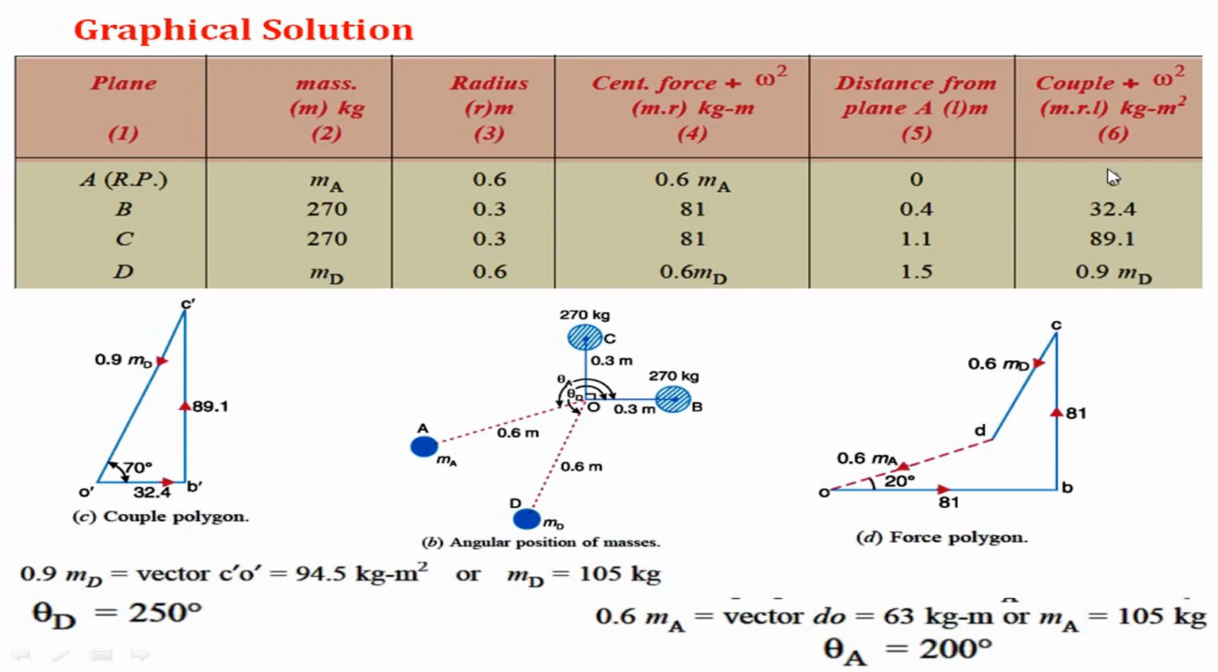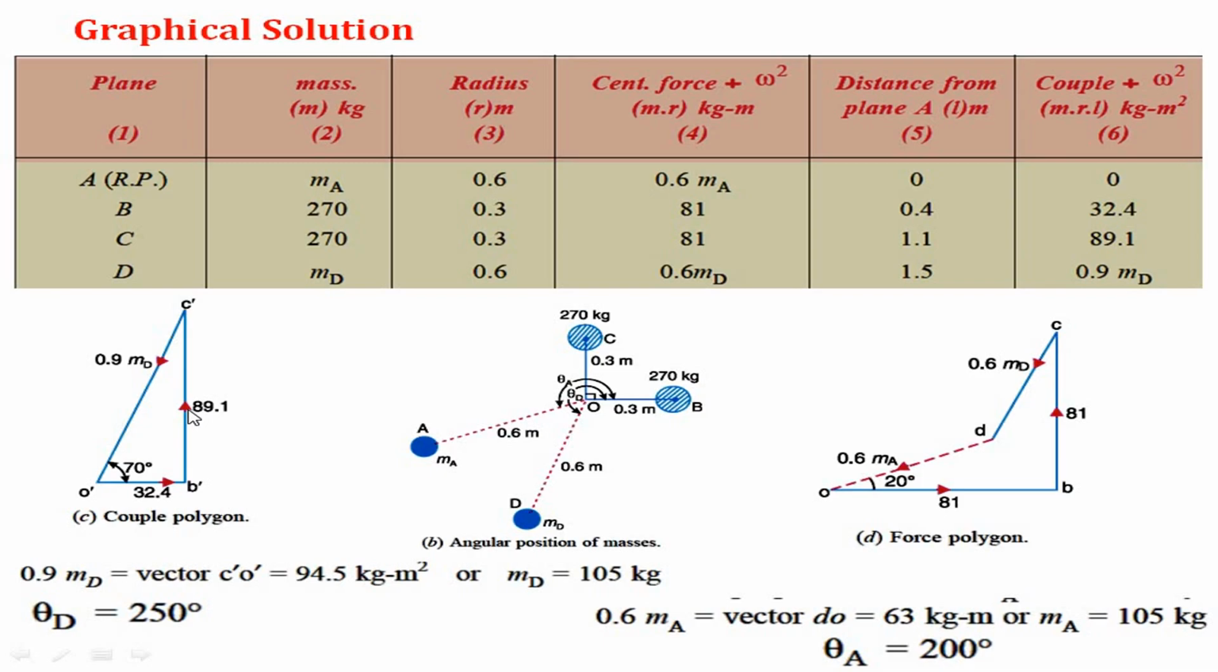One of them is going to be 0, so it is going to form a couple polygon. As we know, there will be three values, so the couple polygon is going to be a triangle. First of all, we are going to take 32.4, which is a couple created by mass placed in plane B, and 89.1, which is a couple created by mass placed in plane C. So here we are going to represent 32.4 over here and 89.1 in a vertical direction, and the closing side is going to be 0.9 MD.